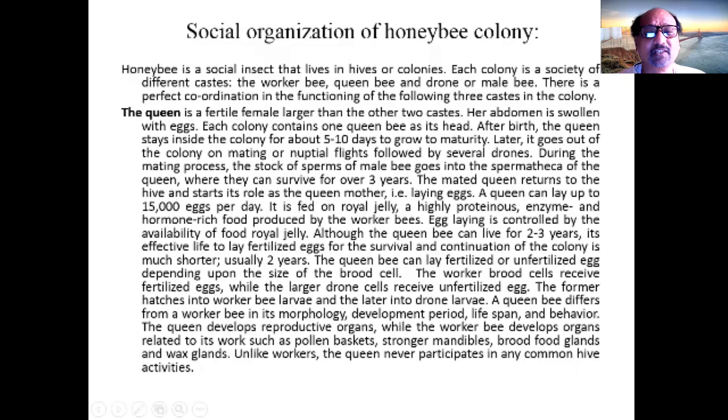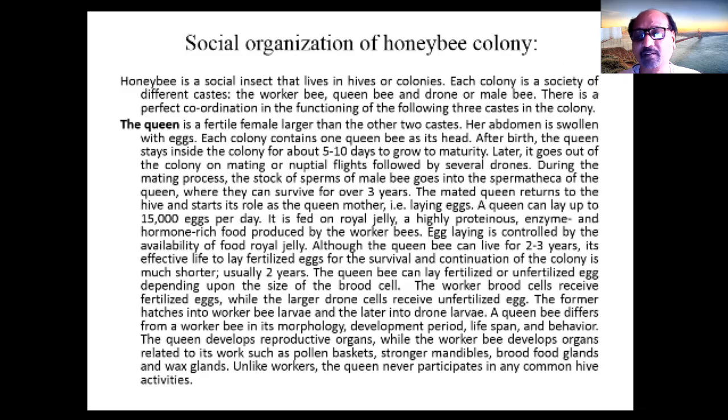We are studying these in detail. Now the queen is the fertile female, larger than the other two castes. Her abdomen is swollen with eggs. Each colony contains one queen bee as its head. After birth, the queen stays inside the colony for about 5 to 10 days to grow into maturity. Later it goes out of the colony on mating or nuptial flights, followed by several drones. During mating, the stock of sperm from the male bees goes into the spermatheca of the queen, where it can survive for over 3 years.